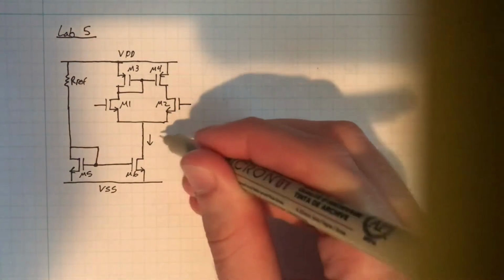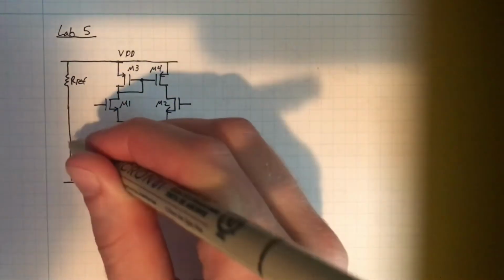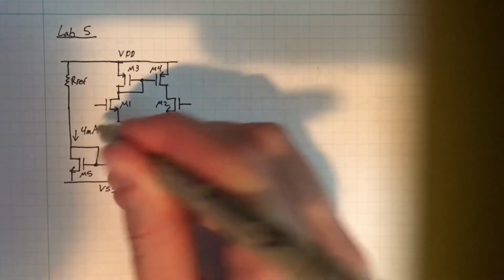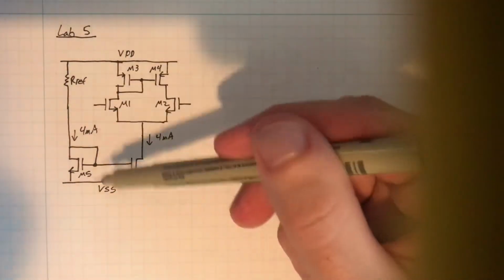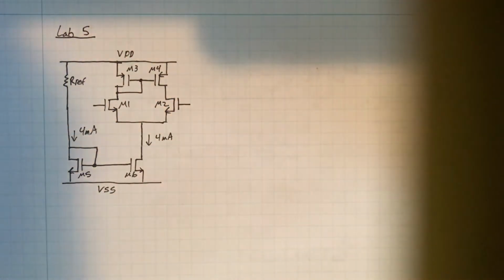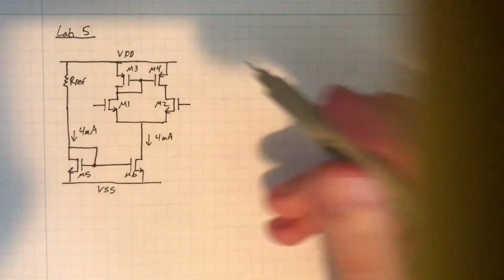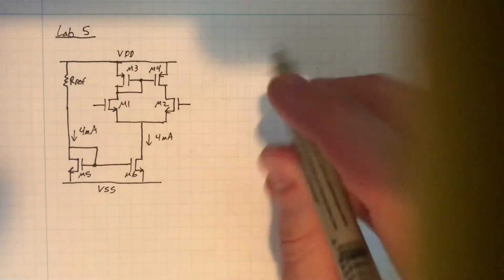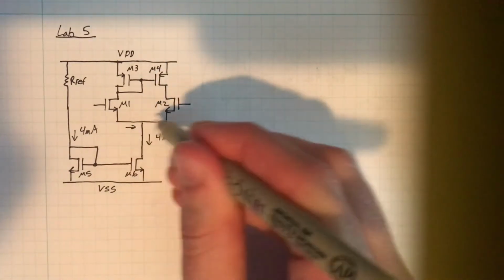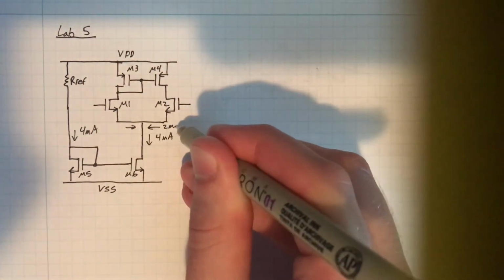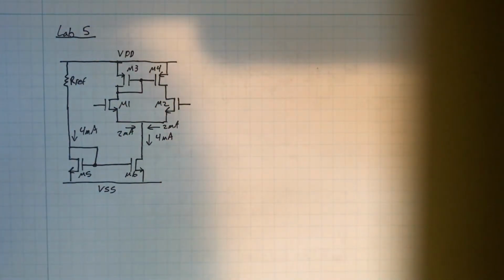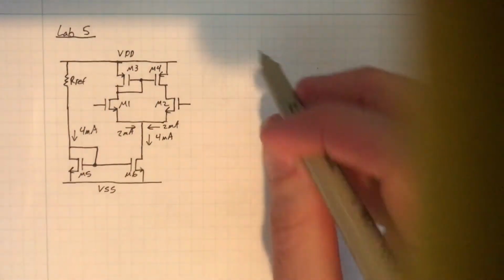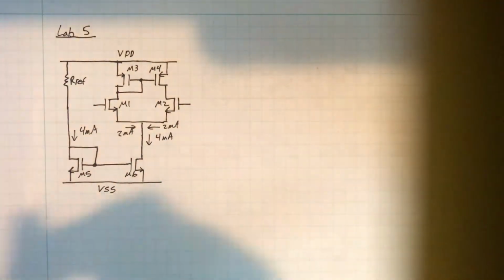Now we know that this should be about 4 milliamps based on the previous lab. Our Rref is going to be the same as what you used for lab 4 in order to set 4 milliamps in the reference branch, which gets mirrored to the output branch here. So with 4 milliamps, we know 2 milliamps should go to both of these branches if everything is perfectly matched, which is safe to assume.